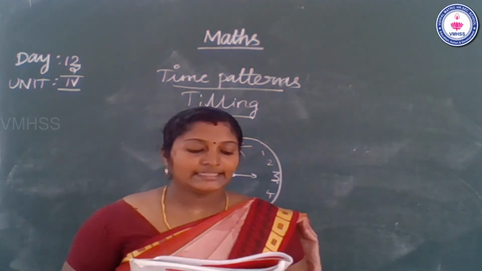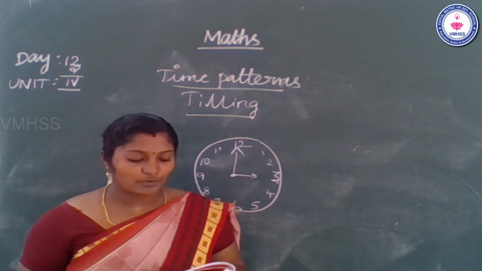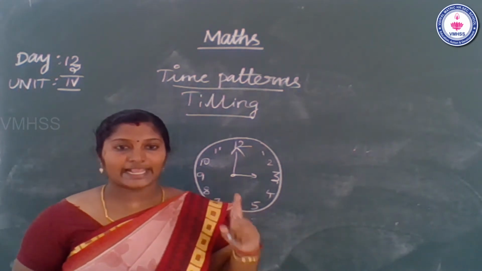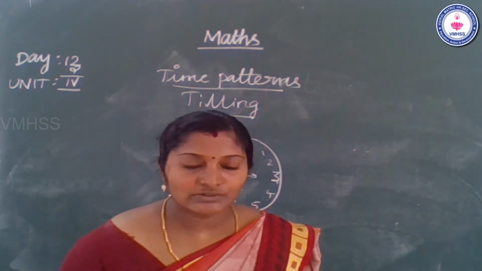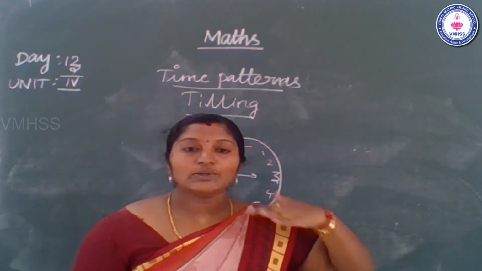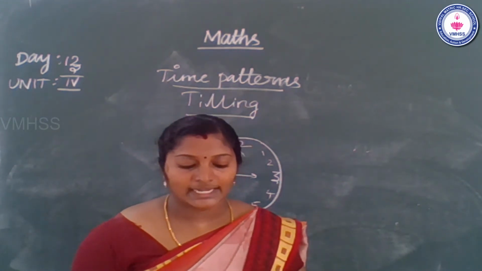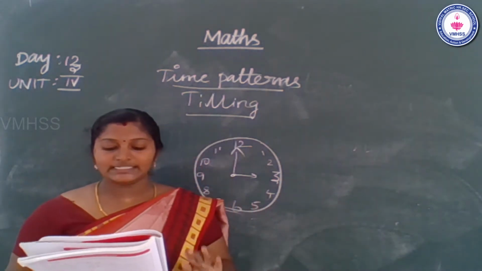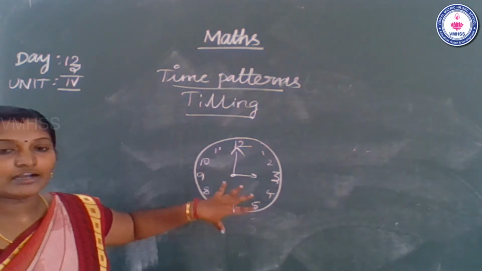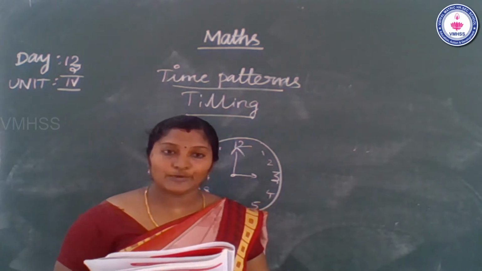The time shown in the first clock is 12. The time shown in the second clock increased by 1, so the second one is 1 o'clock. The time shown in the third clock is 2, so again it increased by 1. Hence the time shown in the last clock should be 3. So we draw 3 o'clock, increased from 2 o'clock.